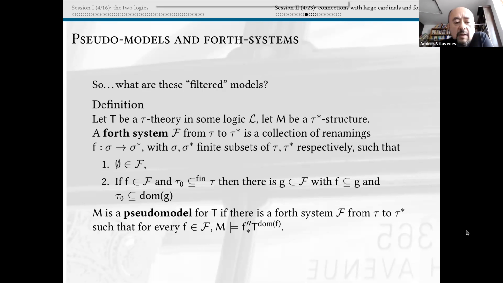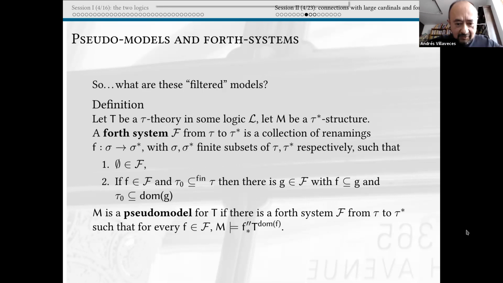So this happens through a renaming system, F, from the first vocabulary to the second vocabulary, and that's just a collection of renamings. And here the renamings are functions that go from finite subsets of the first vocabulary into finite subsets of the second vocabulary. So when you have a star, you're in the second vocabulary. When there is no star, it's the original one. So you have renamings F from sigma to sigma star, where these are finite subsets.